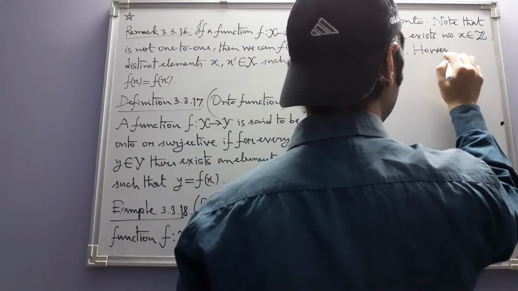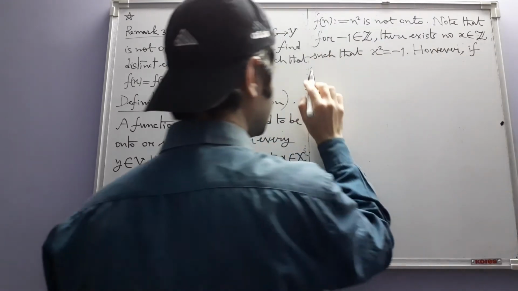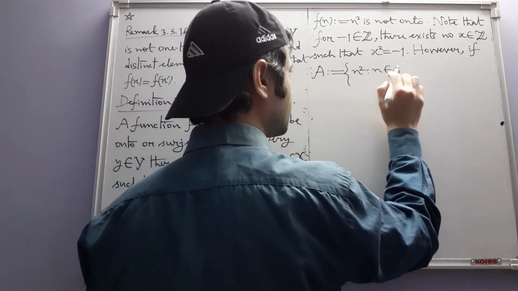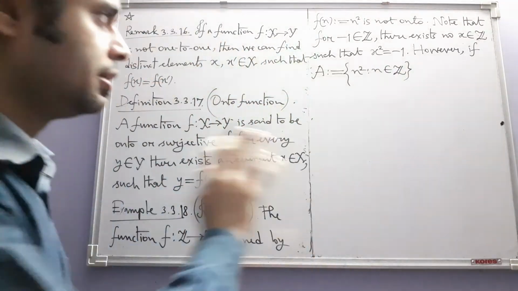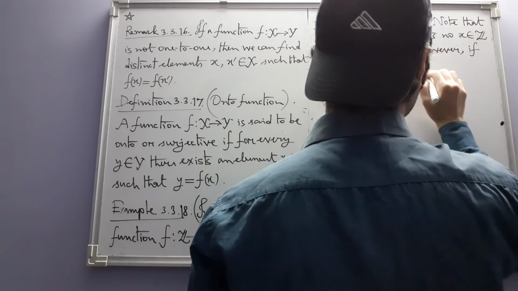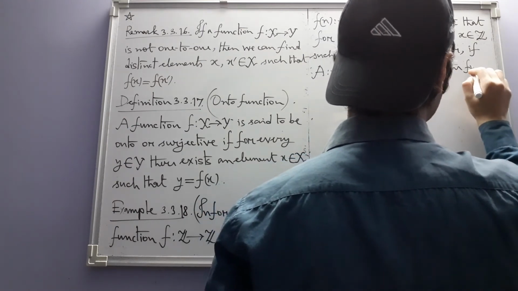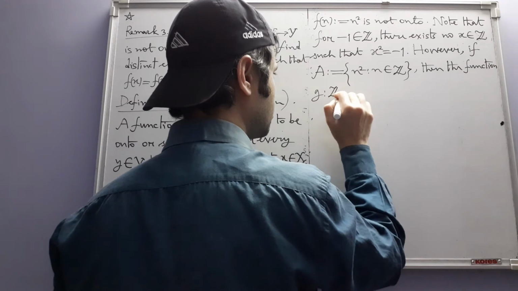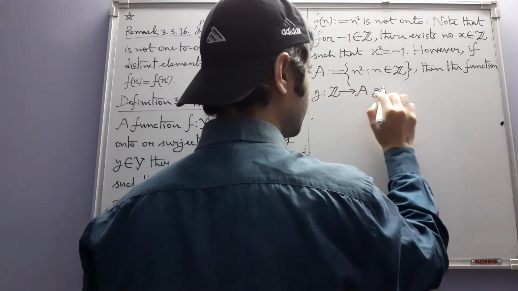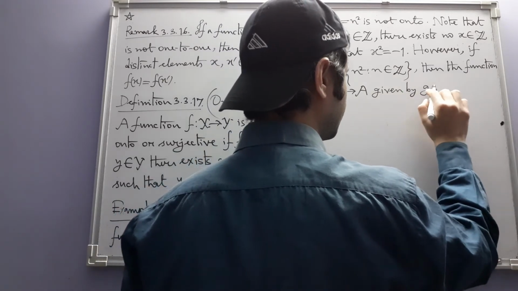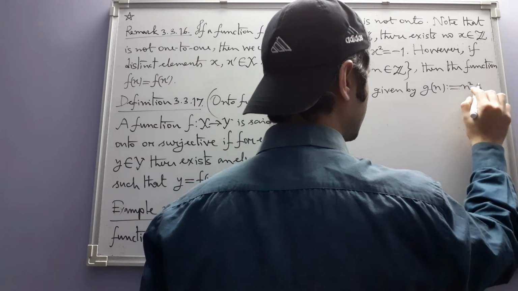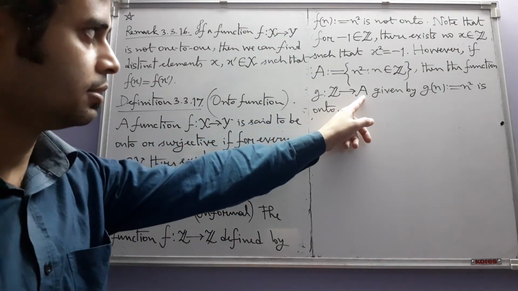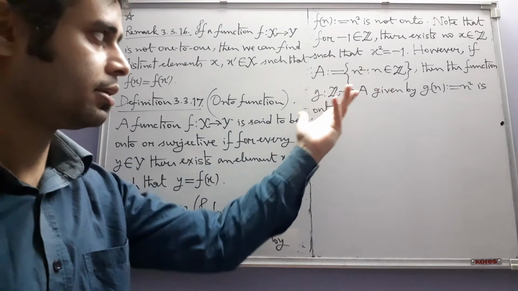However, if A is this set, the set of all squares of integers, then the function g from Z into A given by the same formula g(n) equal to n square is onto, because now in the range the things are squares of integers, so definitely the function will be onto.